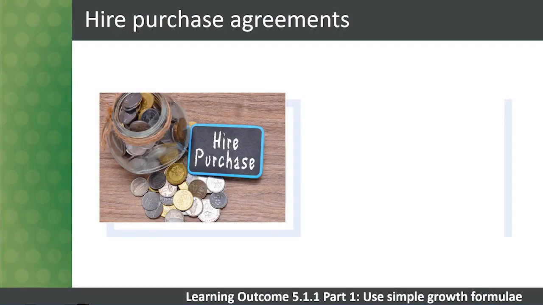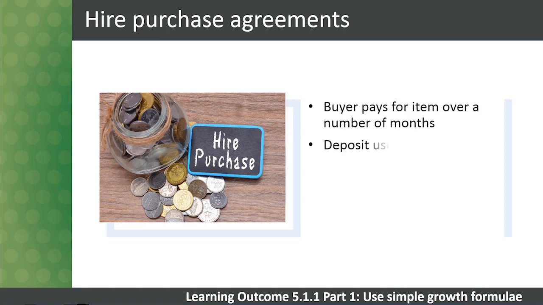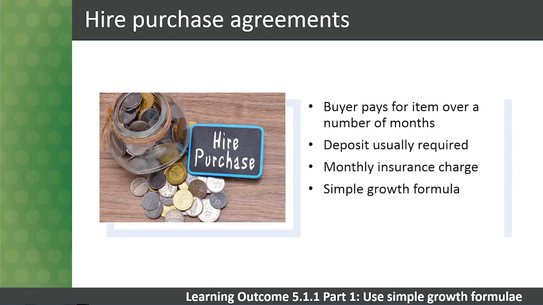People often buy expensive items like cars, appliances, or furniture on hire purchase because they cannot afford to pay the full amount upfront. Hire purchase, or HP, agreements allow the buyer to pay for the item over a number of months. The seller usually requires a deposit to be paid upfront, and there is often a monthly insurance charge. Interest paid is always calculated as simple interest. Students need to know how to solve hire purchase problems in Level 4.